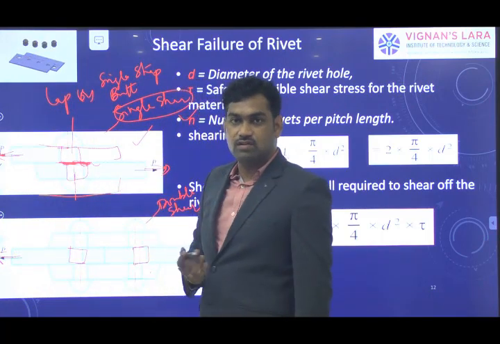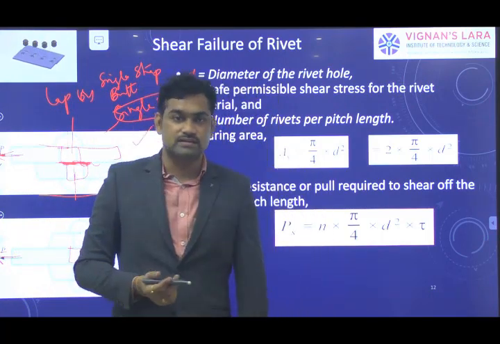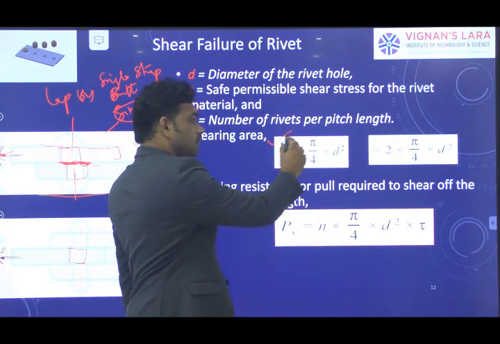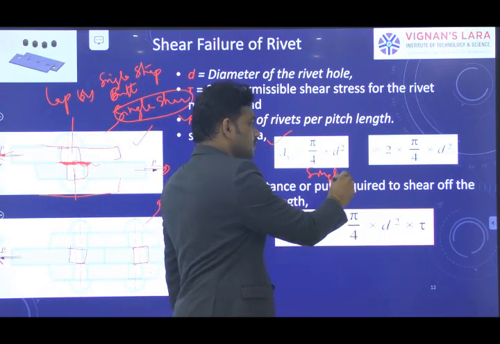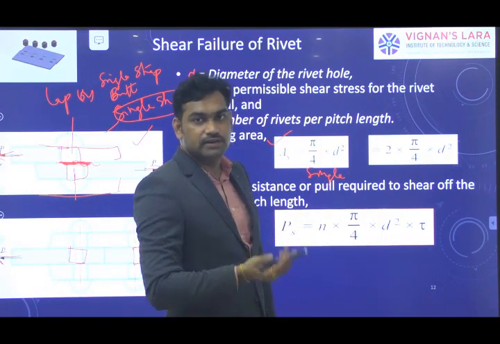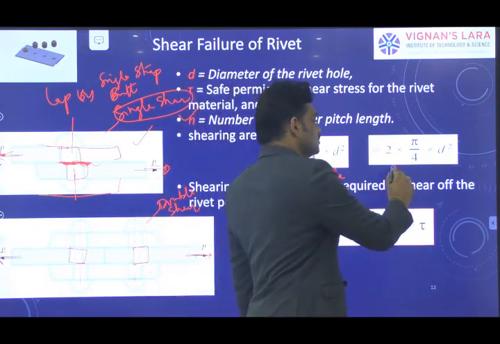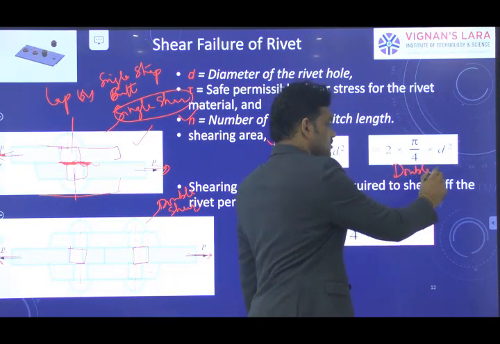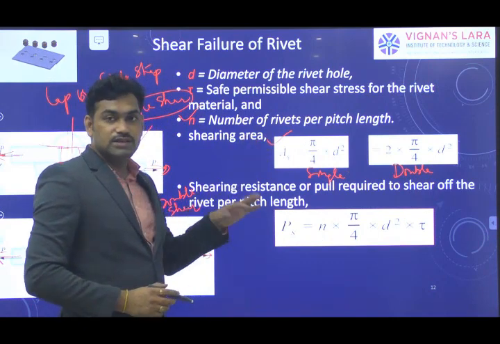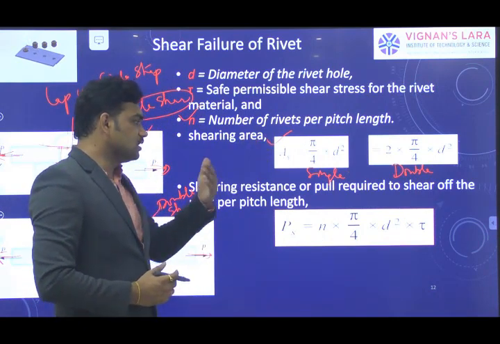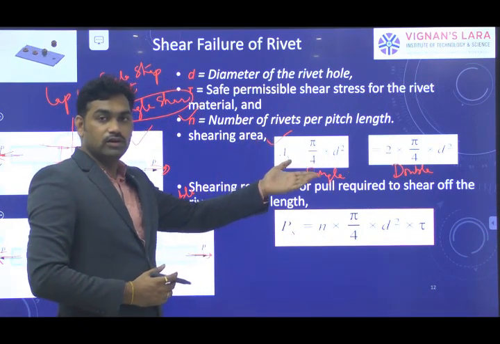That is a circular cross section, pi by 4 d square, the shear resisting area for single shear. So this is for single shear, pi by 4 d square. If it is a double shear, the area should be twice, so 2 into pi by 4 d square. So this is a double shear, 2 into pi by 4 d square. Clear? So the shear resisting area is denoted by AS.